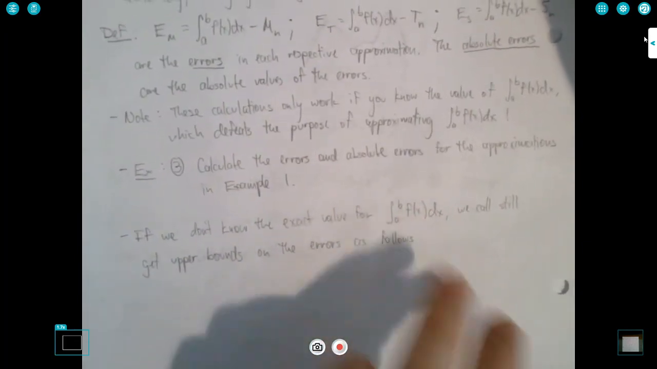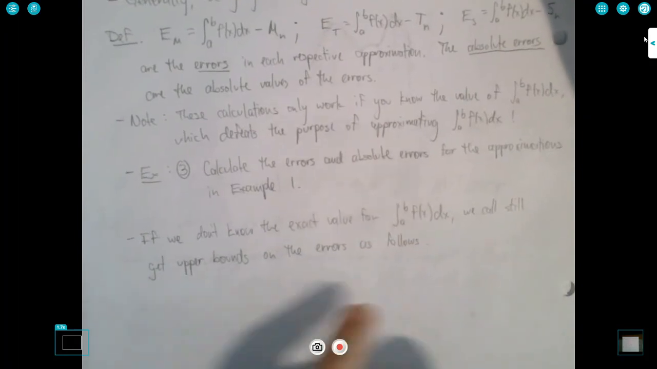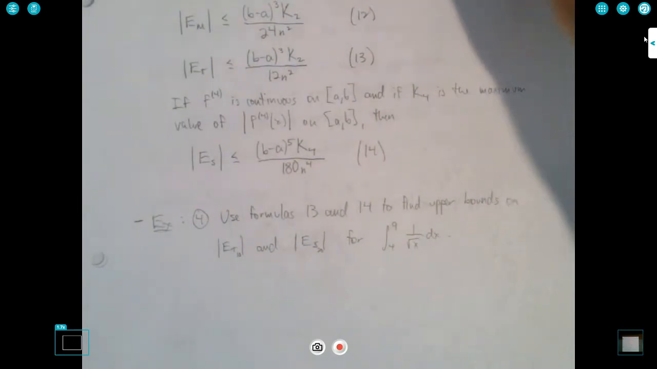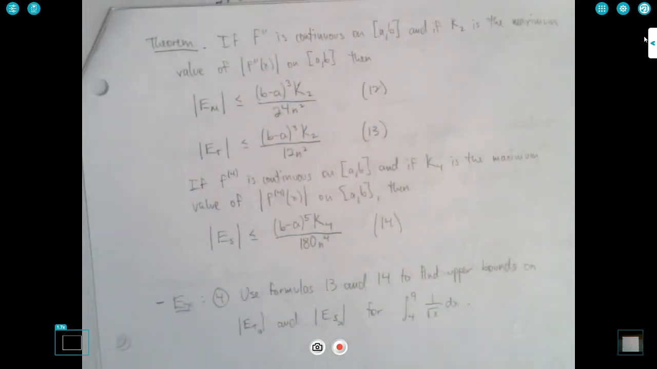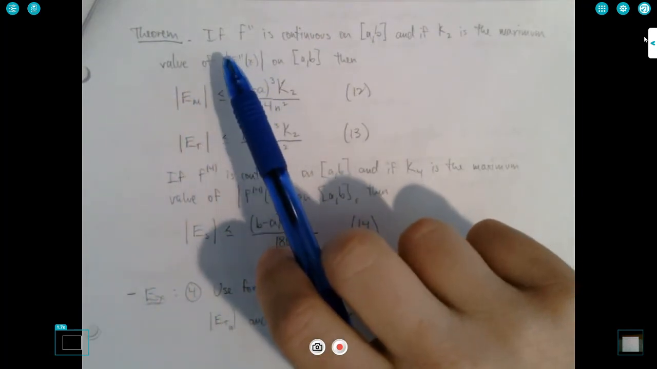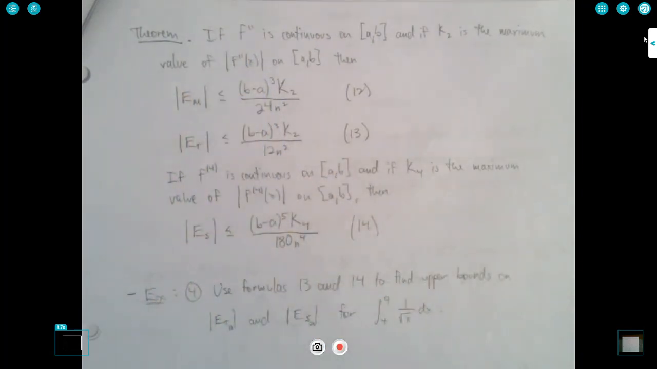And in that case, though, we can still get upper bounds on the errors as follows. So these are kind of cool formulas. And this will take you back to your Calc 1 days a little bit. But here's how this works. And again, I'm not even going to try to give you the proofs for these things. And another thing is that you're never going to remember all these formulas, right? So you're welcome to use your notes on tests and quizzes, especially for this section.